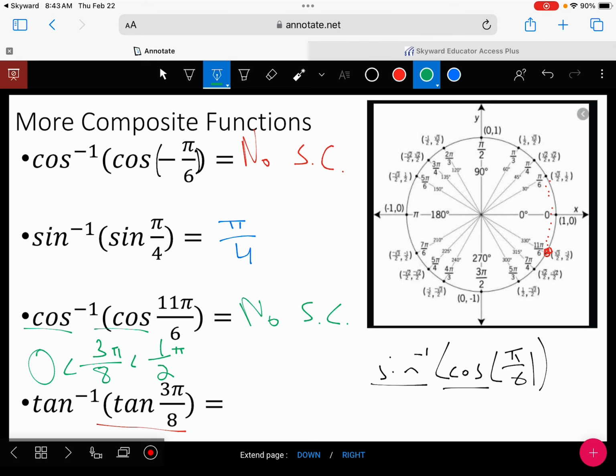Not sure if that makes sense. We know 0 radians is right here. We know pi over 2 radians is right here. If our angle is between 0 and pi over 2, it's got to be somewhere in quadrant 1. We don't know where, but we know it's in quadrant 1.